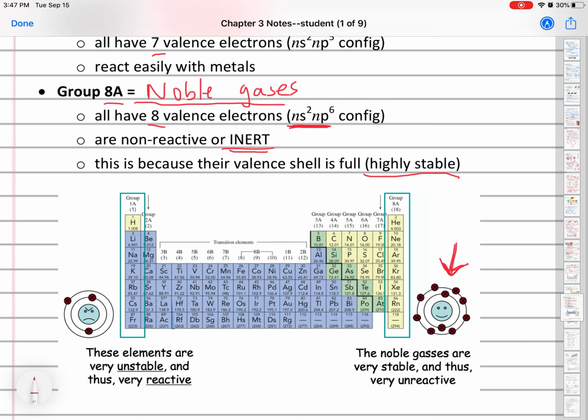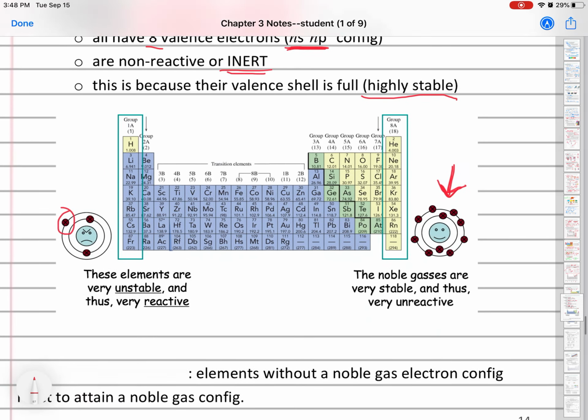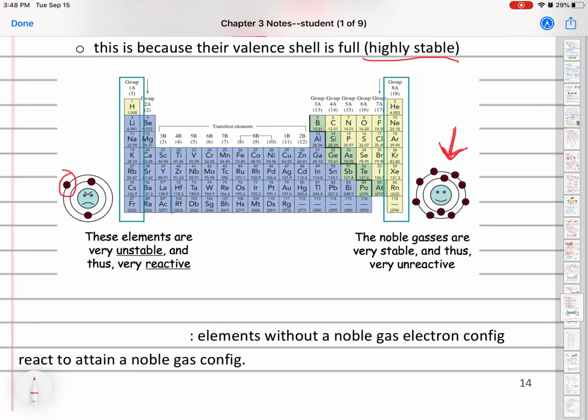So if you look at the other end of the periodic table in group 1, you have those highly reactive group 1 elements, all right? That's because they have this one lonely electron in their valence shell. And they'd really like to have a full valence shell. Until they have a full valence shell, they're really unstable. It makes them really unstable and reactive, and they will do whatever they need to do in order to get a full valence shell and be happy and stable like the noble gases.